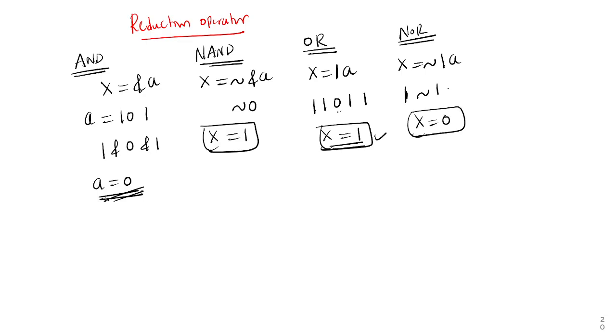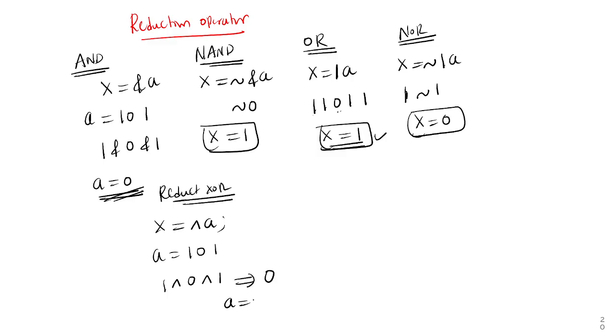Similarly you have reduction XOR. The symbol will be like this: x equal to caret of a. a equal to 101, a 3-bit value. So 1 XOR 0 XOR 1 equals 0. So you are getting 0. And then reduction XNOR.